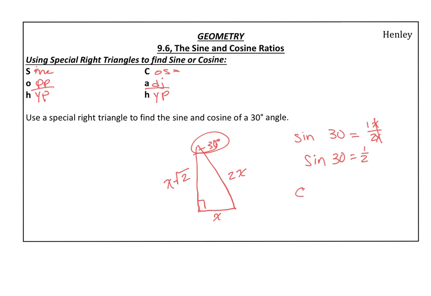Then we're going to find the cosine of 30. The cosine of 30 is adjacent over hypotenuse. So that gives us x times the square root of 2 over 2 times x. The x's cancel, leaving us the cosine of 30 equals the square root of 2 over 2.